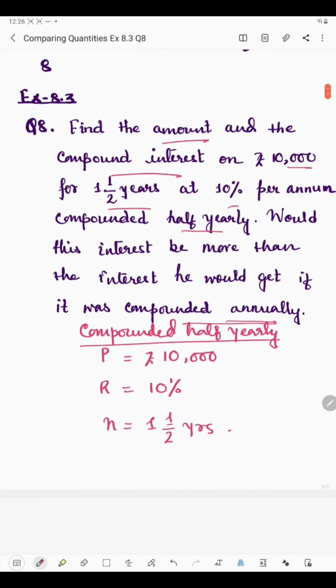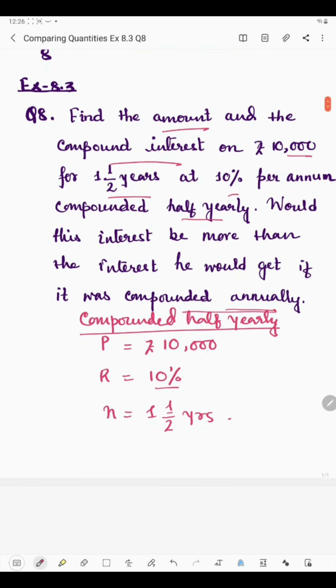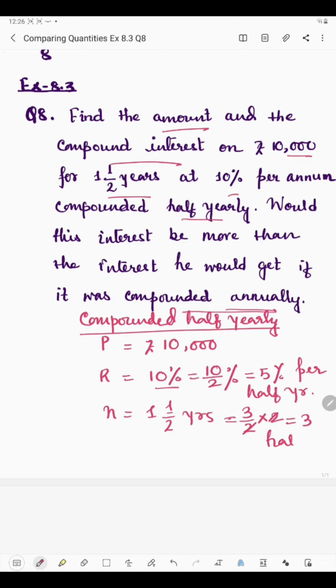the interest which is given to us is for the whole year, so it will be divided by 2. Rate of interest will be half. So it will be 5% per half year, and since interest is charged twice in a year, time will be double. So 2 ones are 2, 2 plus 1, 3 by 2 multiplied by 2 is 3 half years.